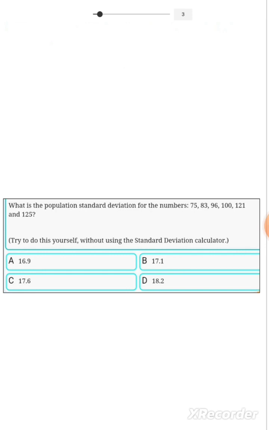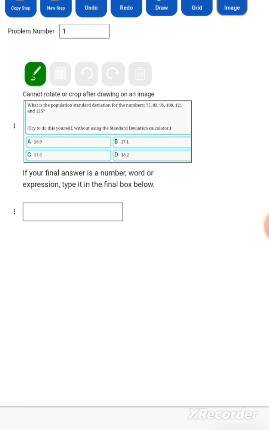All right, guys, here's our first practice problem we're going to work through on standard deviation and variance. If you see this here, it is: what is the population standard deviation for these numbers: 75, 83, 96, 100, 121, and 125. So let's go ahead and start.